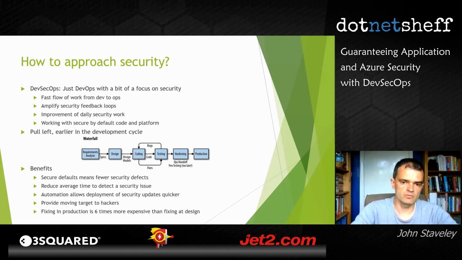So if I get a small requirement for my sprint, I do the requirements for that, I do the design, coding, and testing, and then hardening in production for that small item of code.